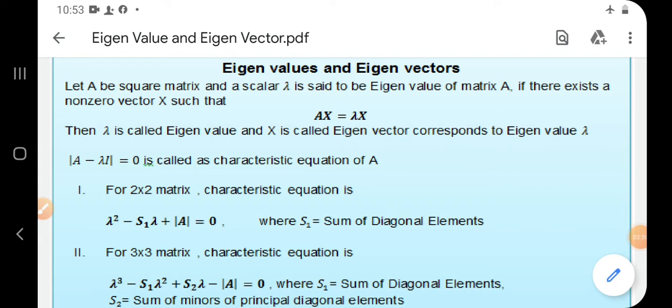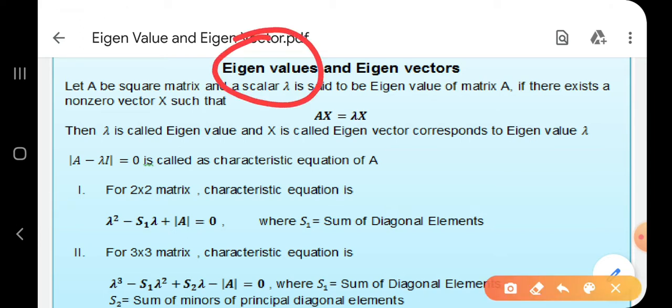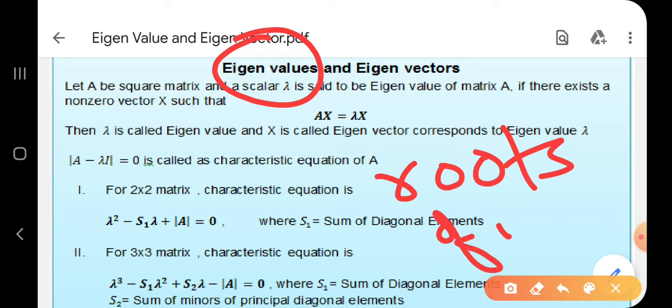So our concept is eigenvalues and eigenvectors of a matrix. Now, eigenvalue is also called the characteristic value, or you may call it the roots of a matrix. Roots of a matrix means whatever is true for A is true for this value. So instead of matrix A, I can use that value in further calculations.